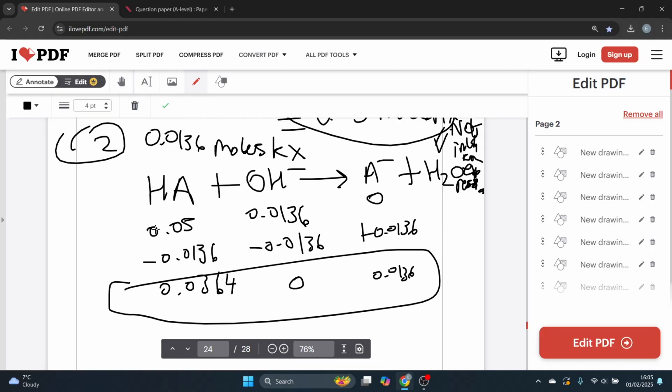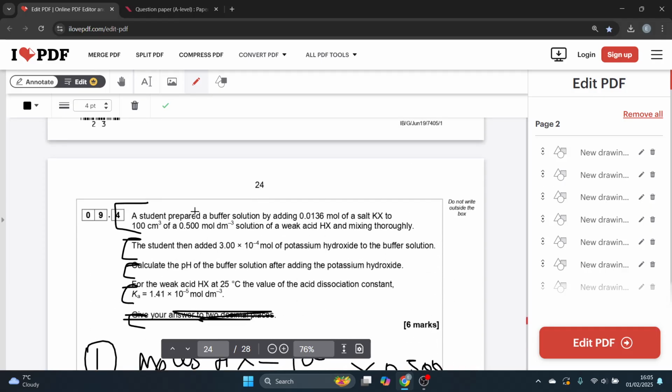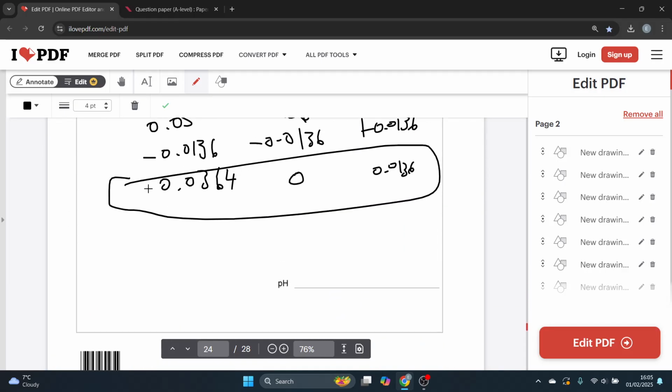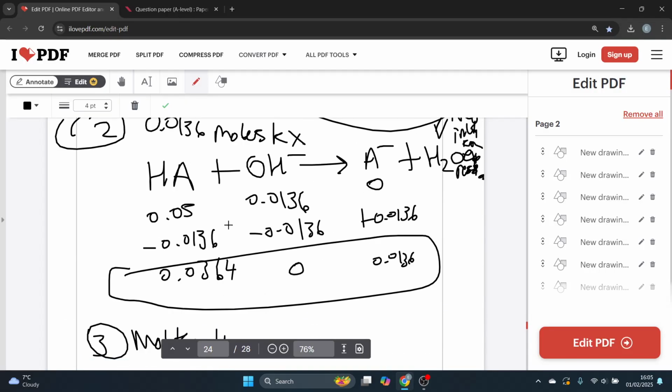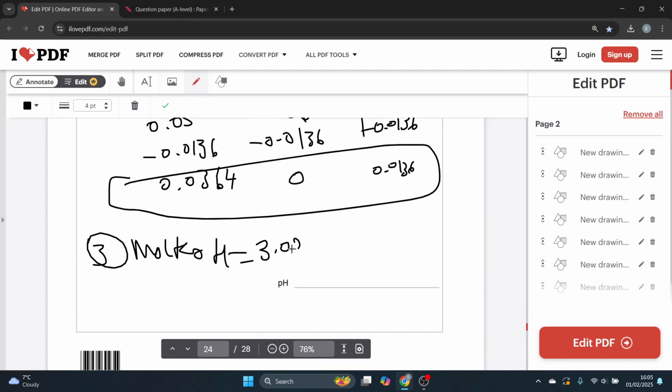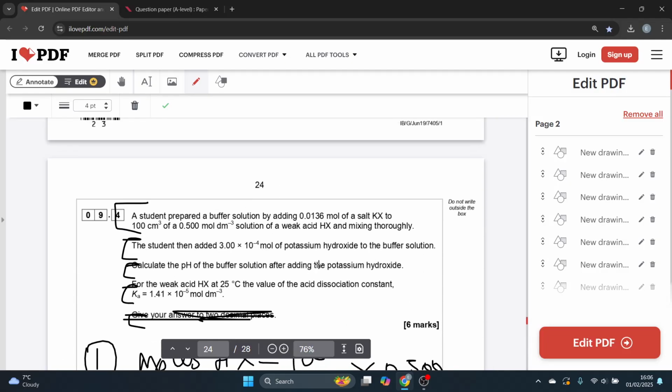Okay, so I've got this. Then I know this much of potassium hydroxide, and this is the moles. So the moles of potassium hydroxide is 3.00 times 10 to the power minus 4. It usually gives me concentration and volume, and I need to calculate the moles, but in this question it's already giving me the moles.